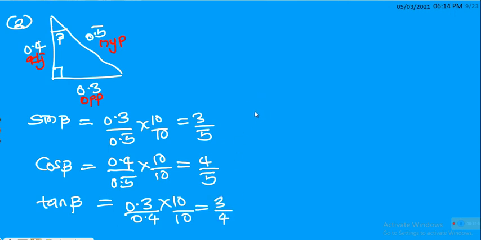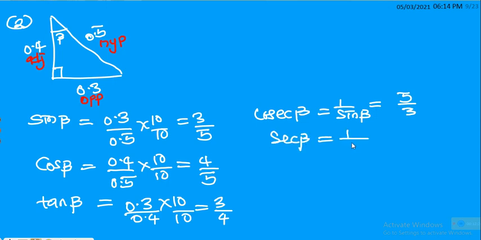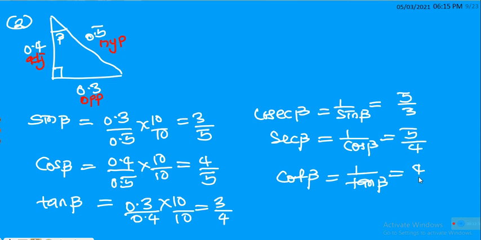Now guys, we can define the reciprocal functions as follows. Cosec beta equals 1 over sine beta, which is 5 over 3, and sec beta equals 1 over cos beta, which is 5 over 4, and lastly cot beta, which is 1 over tan beta, equals 4 over 3. So these are the trigonometric functions for these values, guys. This is how to define it.